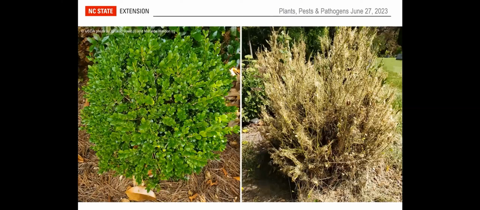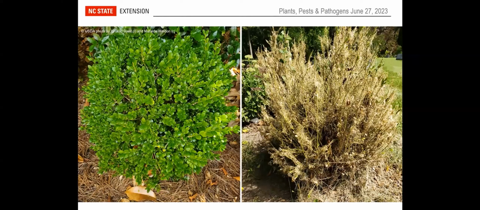Now, what do they do? Here's a nice healthy boxwood, and on the right is what the caterpillars will do. They basically strip the plant of the leaves. They feed on the leaves. They may leave the little edges of the leaves and little bits here and there, leave a lot of silk, but utterly destroy the boxwood.